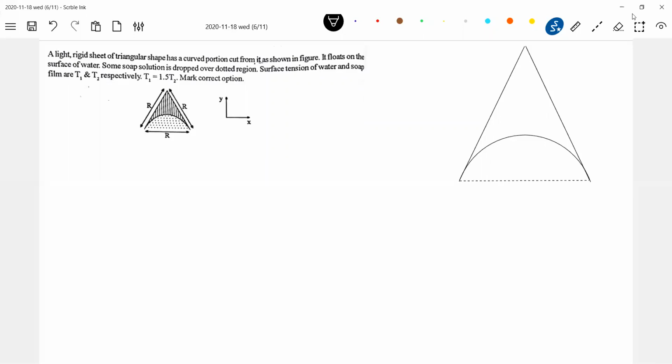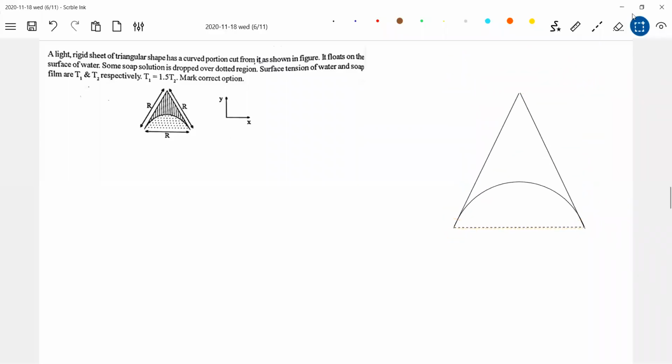Okay, let's show the forces that are acting. Everywhere liquid is present, and look at the nature of the liquid. The surface tension of water and soap film. A soap solution is dropped over the dotted region. So how to get the soap solution? It's just floating water in this region.